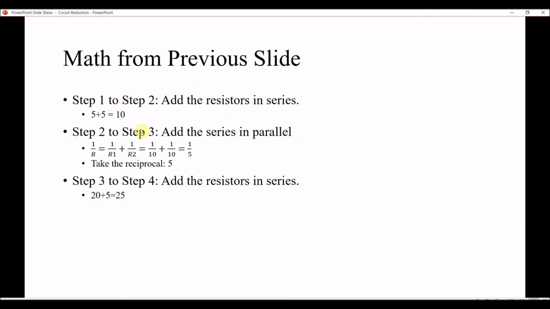Now, this is the math from the previous slide. Step 1 was adding the two series resistors, so it was 5 plus 5 equals 10. And step 2 to step 3 was adding the resistors in parallel. So I did the math here. 1 over R equals 1 over R1 plus 1 over R2. 1 over R1 is 1 over 10. 1 over R2 is 1 over 10. Add them, you get 1 over 5. And that's 1 over R equals 1 over 5. So you take the reciprocal, so R equals 5. And then step 3 to step 4, you just add the resistors in series. 20 plus 5 equals 25.